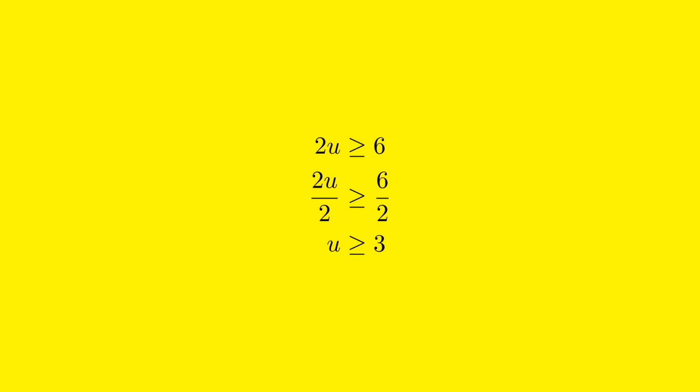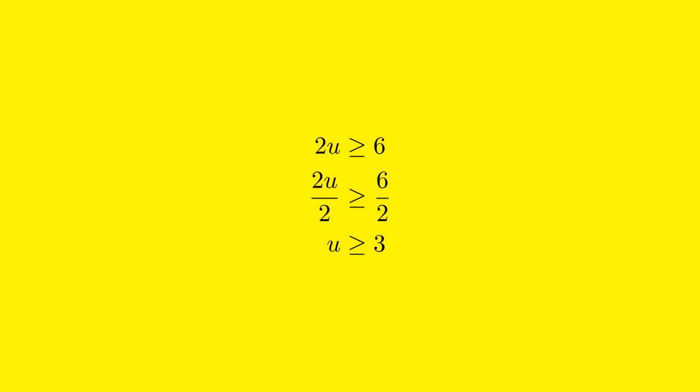To write this solution in interval notation, we recognize that the variable u can take any value from 3 to positive infinity, including the value 3. In interval notation, this is written as square bracket 3, comma infinity round bracket. The square bracket indicates that 3 is included in the set of possible values for u, and the round bracket next to infinity indicates that infinity is not a specific number, but rather an unbounded limit.